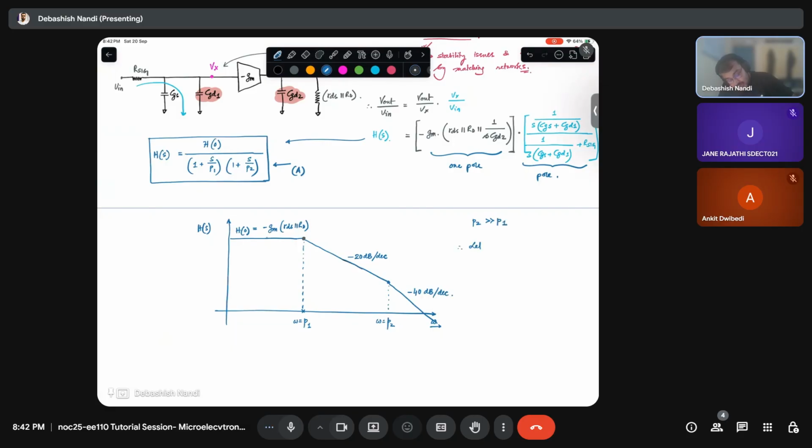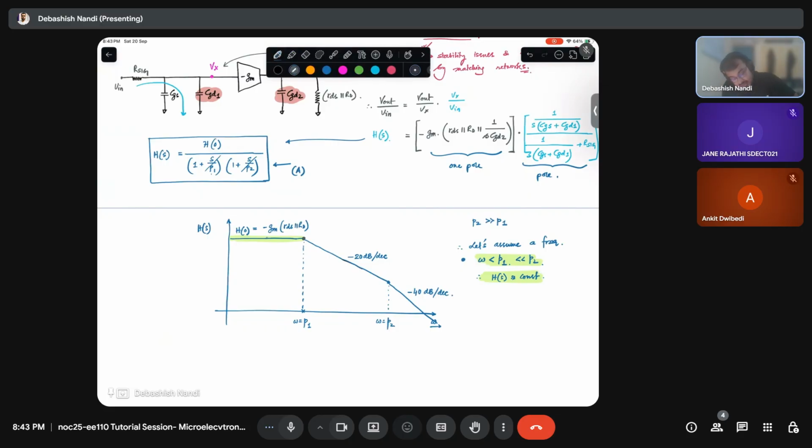Now let's assume a frequency omega that is less than P1. So obviously it will be much less than P2. In this case, I can ignore both terms. That means my H(s) will be a constant value. So this is giving me the region at this point.